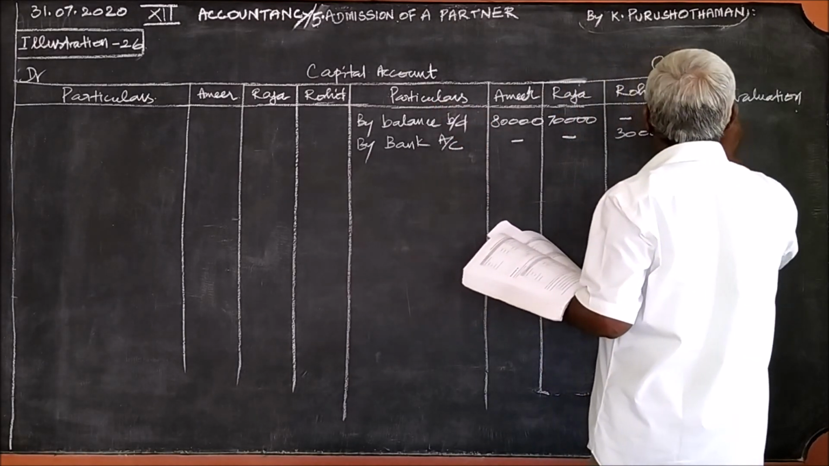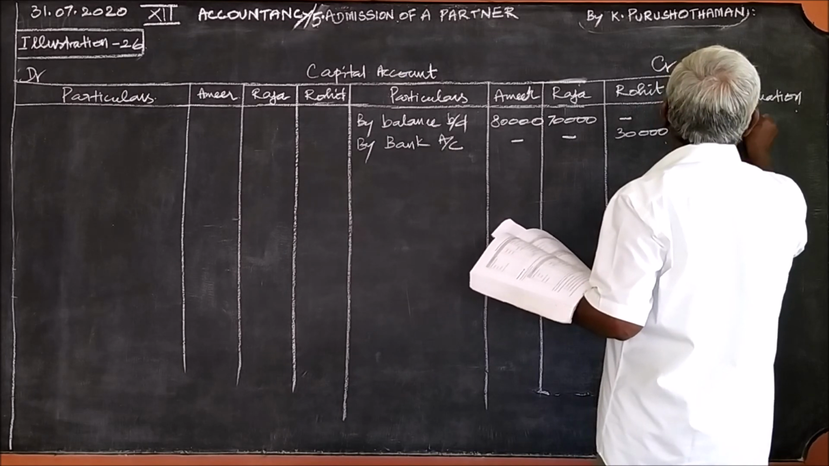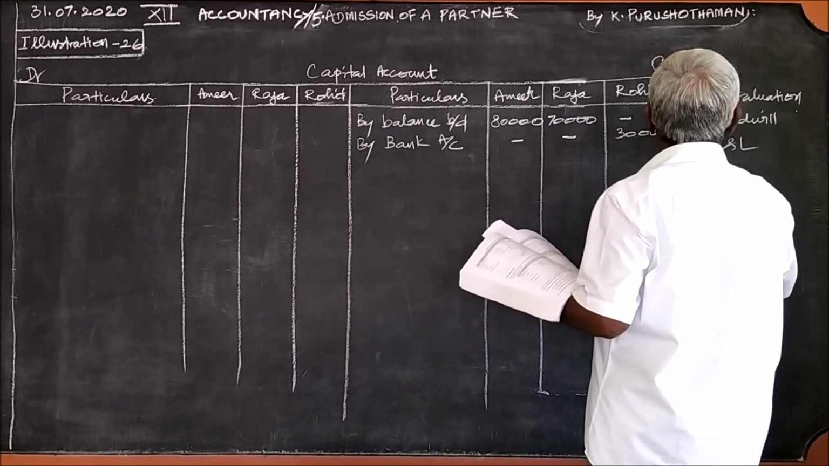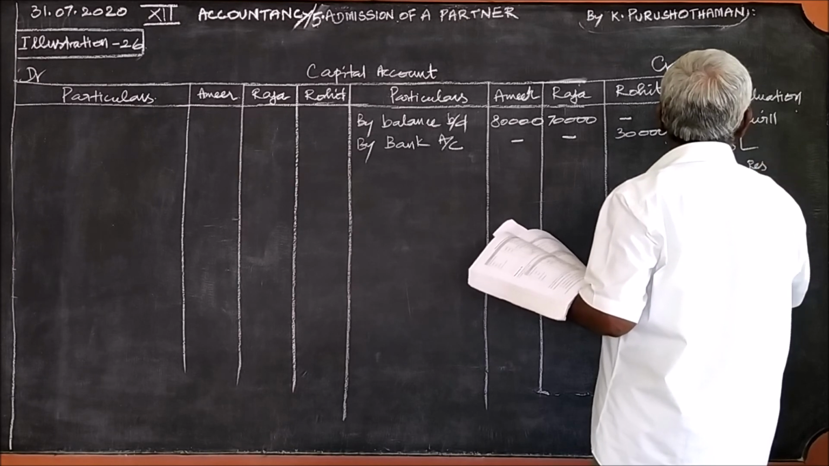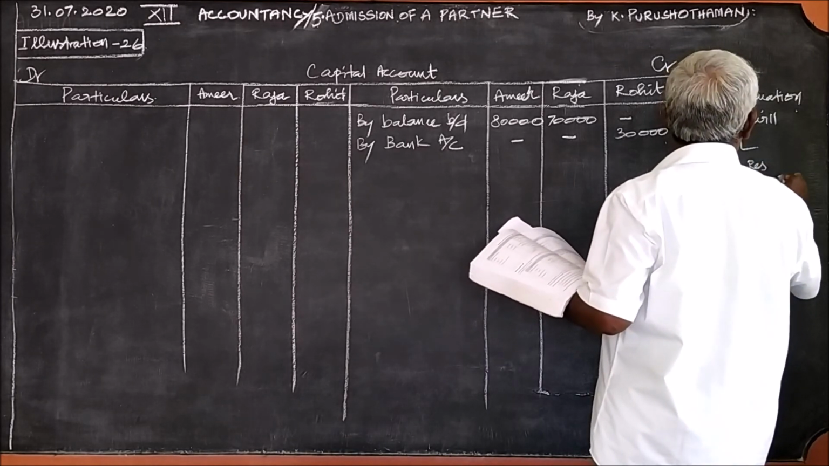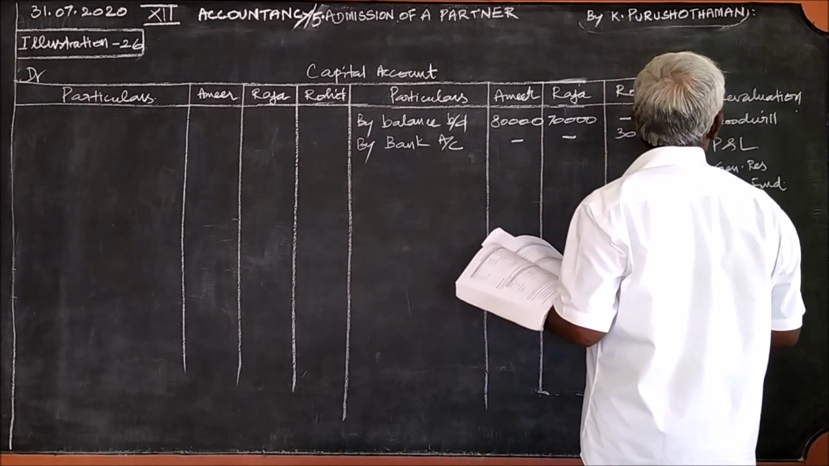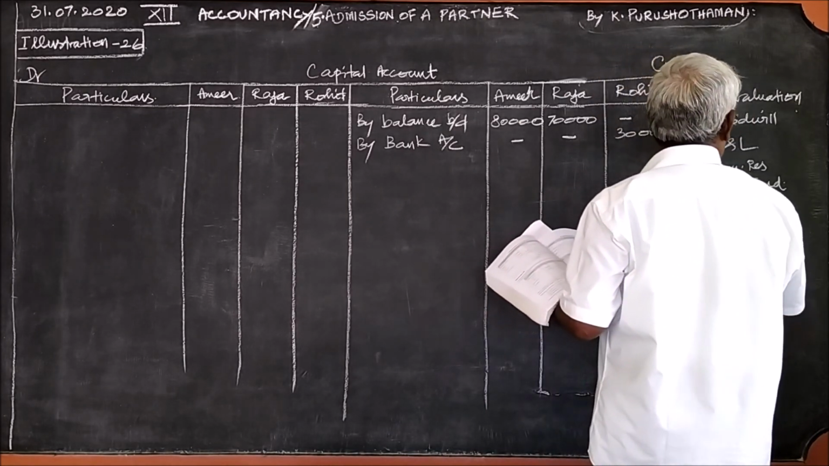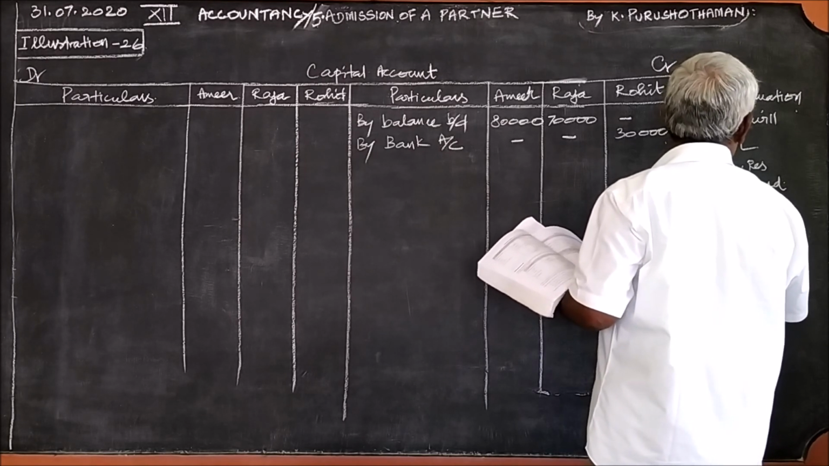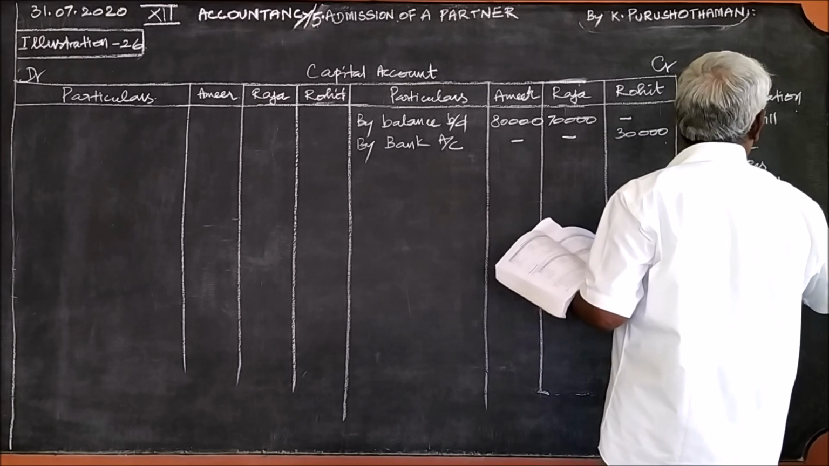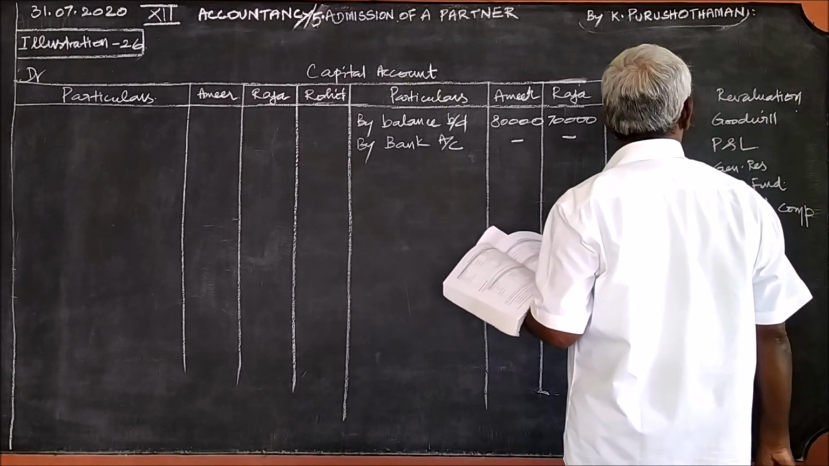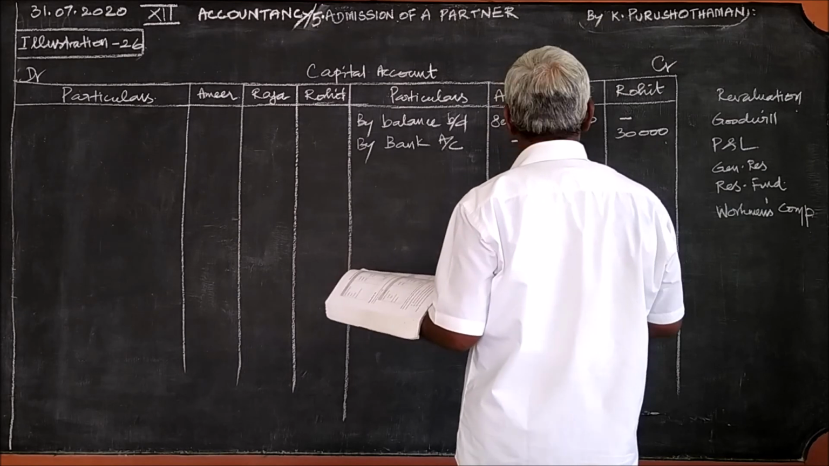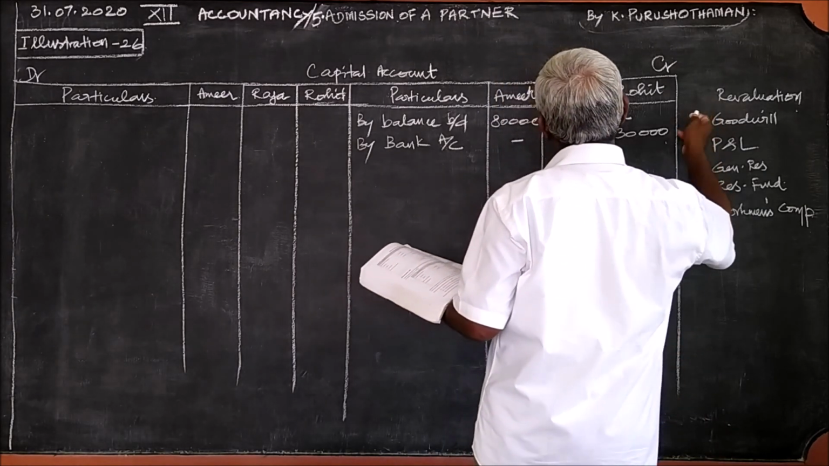Okay, good. After that, what should we write? Goodwill, profit and loss, general reserve, reserve fund, and finally the last one, workmen's compensation. These are the six items you should bear in mind. If any item is found in this problem, you can do it. But this revaluation, profit or loss definitely will come.